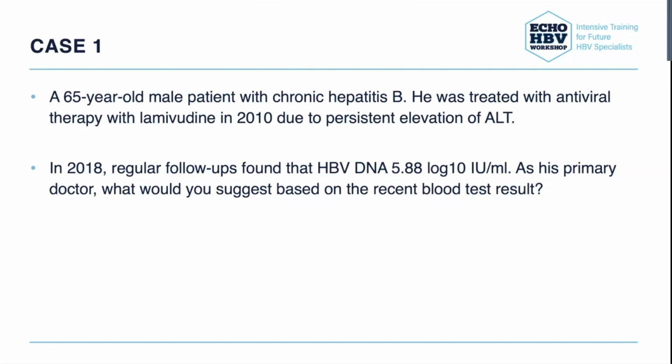Now, after 10 years of treatment, he had been doing fine, undetectable. Then about 5 years ago in 2018, the chart shows that during a regular follow-up, his DNA bounced up to 5 logs, approaching 6 logs IU. His ALT is still normal. As his primary doctor, at that time, what would you suggest to do based on this result? Any takers? What would you suggest? Anyone? You can put it in the chat, or you can come off mute and ask it.